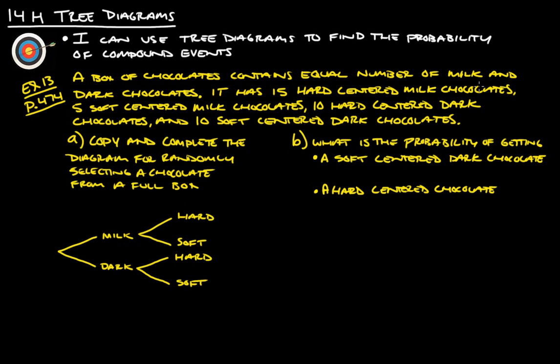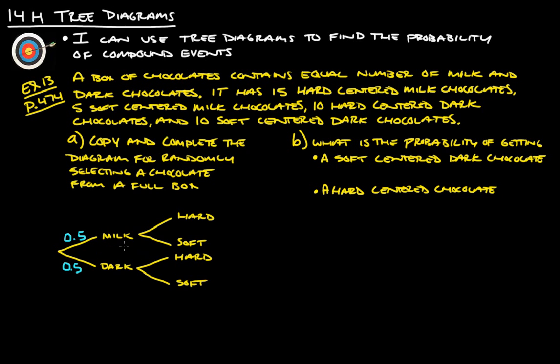It has an equal number of milk and dark chocolates, so the probability of drawing a milk chocolate or a dark chocolate is 1/2. You can either leave it as a fraction or write it as a decimal. I'm going to write it as a decimal because I like multiplying decimals better than fractions. So, 1/2 chance of getting milk chocolate and 1/2 chance of getting dark chocolate.